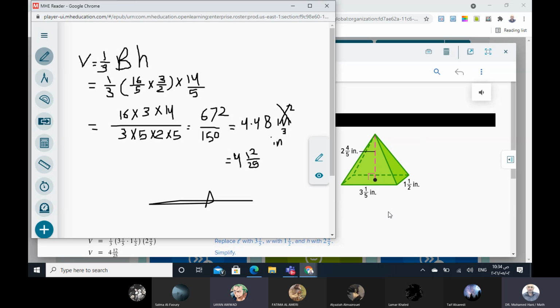So you don't want to measure the area of the triangle, right? No, no. Because here we want to find the volume, not the surface area. Okay? Okay, Mr. Thank you. Welcome.